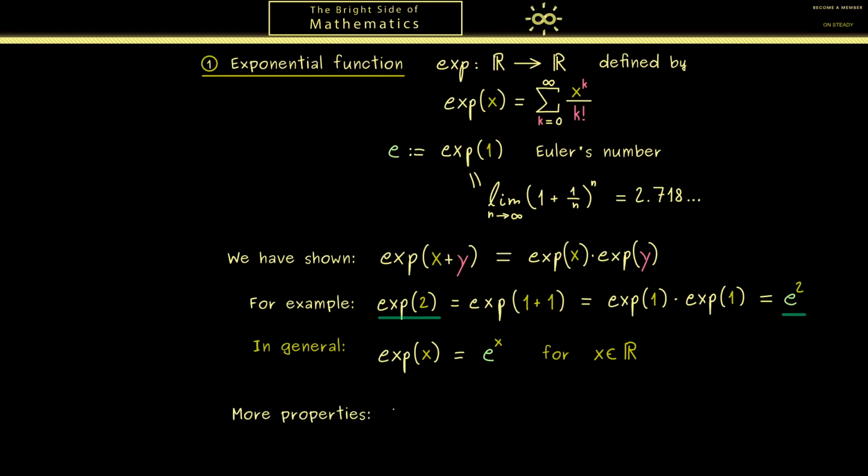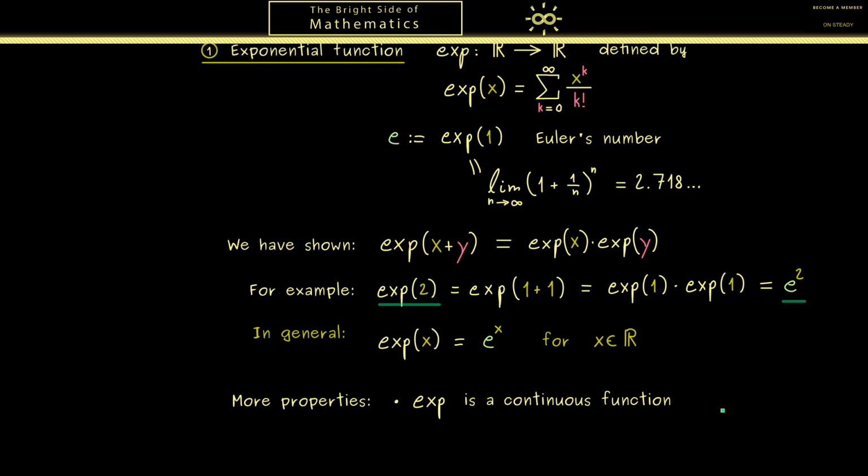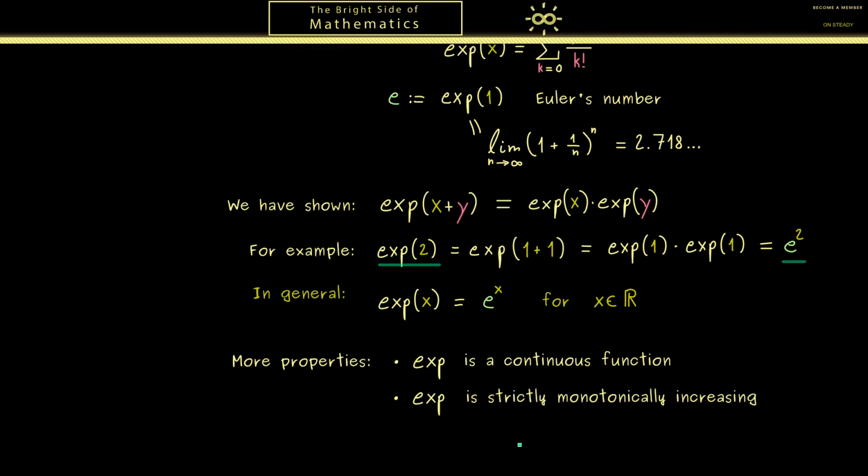The first part might not surprise you, the exponential function is a continuous function. So it's continuous at all points in R. Then the next property is that this function is at all points increasing. More concretely, we would say the exponential function is strictly monotonically increasing. Which simply means if we look at 2 points x and y, where y is greater than x, then also the values fulfill the same inequality. So exp of y is greater than exp of x.